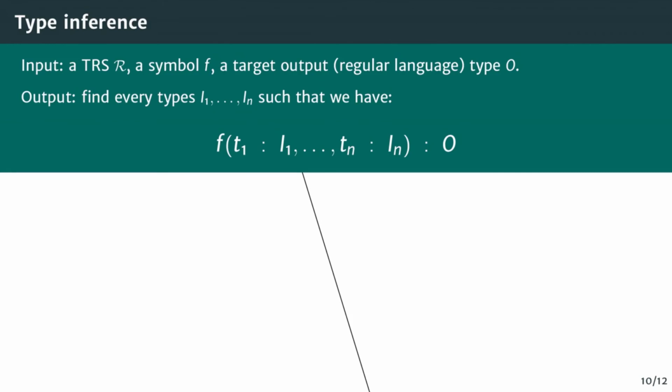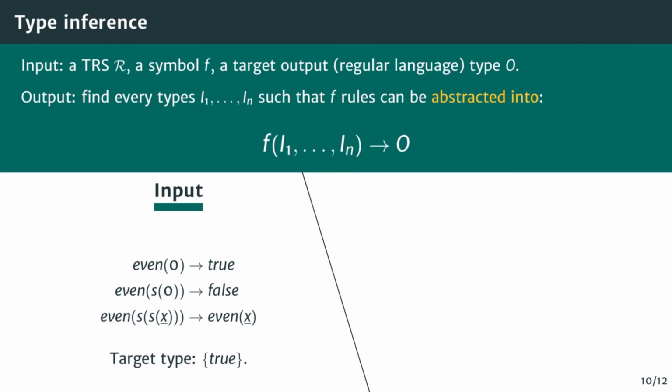The problem is as follows. As input, we have a rewriting system, a symbol F, and an output regular language type O. We want to find every input type A1 to AN such that every term F T1 to Tn is typed with O when each Ti is typed with Ai. This can be summarized with the following abstract rewriting rule for F. For instance, let's consider the following rewriting system defining the recursive function even, deciding if a number is even or not. We want to know for which input regular language type this function returns true.